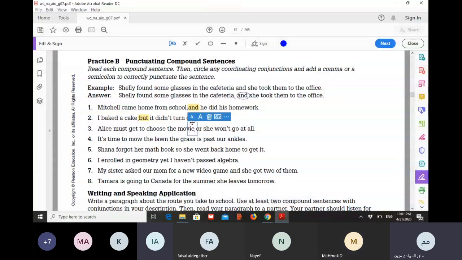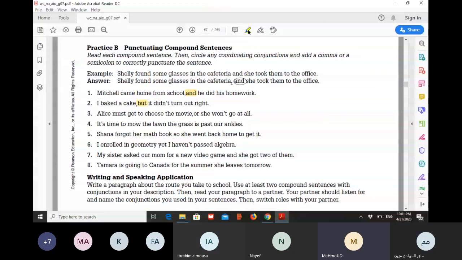Teacher, can I do number 5? Certainly, yeah. But wait until Mahmoud answers the next one. Okay. Number 4, it's time to mow the lawn. The grass is past our ankles. It's time to mow the lawn. The grass is past our ankles.